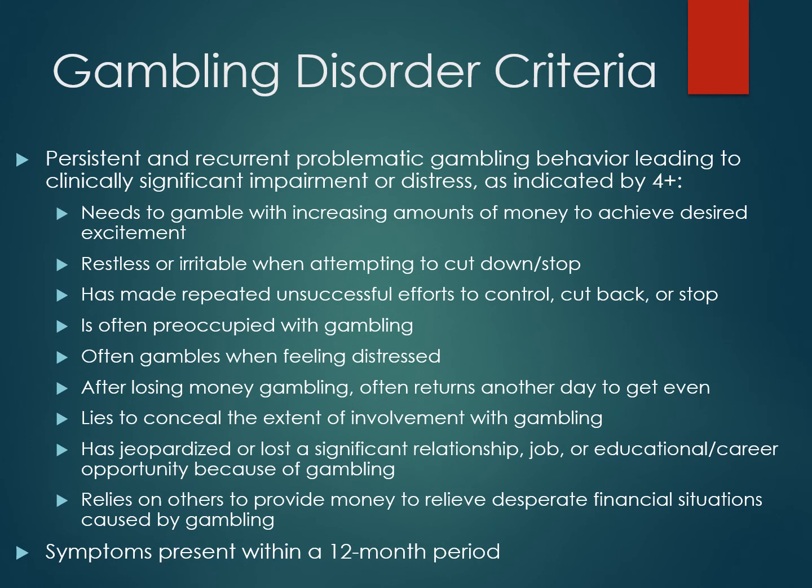The first criterion is that the individual needs to gamble with increasing amounts of money to achieve his desired excitement. Hopefully you can recognize that this is the equivalent to the tolerance criterion from substance use disorders. The second criterion is that the individual feels restless or irritable when they cut down or stop gambling. This is the equivalent of withdrawal. Third, the person has made repeated unsuccessful attempts to stop or cut down on gambling, which is very similar to one of the substance use disorder criteria.